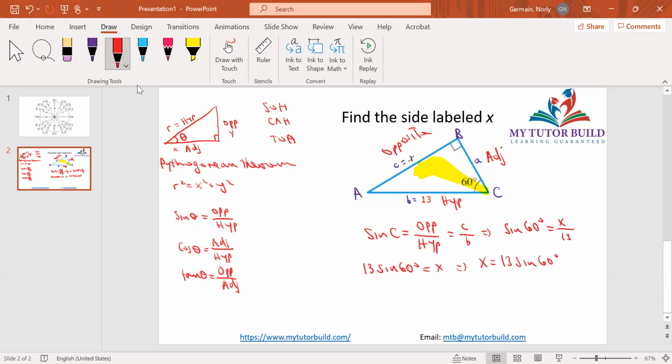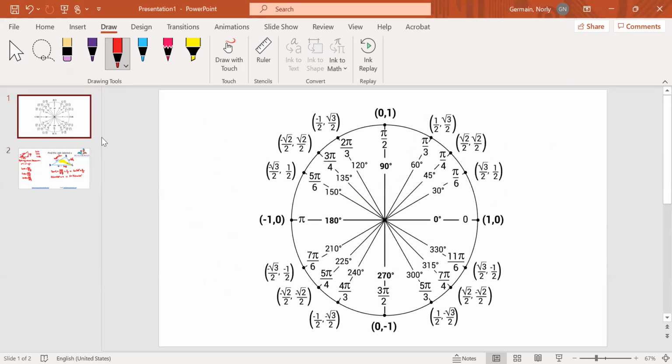Otherwise, you can hit sine in your calculator, enter 60 degrees, and make sure your calculator is in degrees. For those of you who don't have a copy of the unit circle, you can Google it, because we're looking for sine 60 degrees. This is 60 degrees right here. Remember, the first digit is cosine, and the second digit is sine. So you see, sine 60 degrees at this point is what? Yes, square root of 3 over 2.